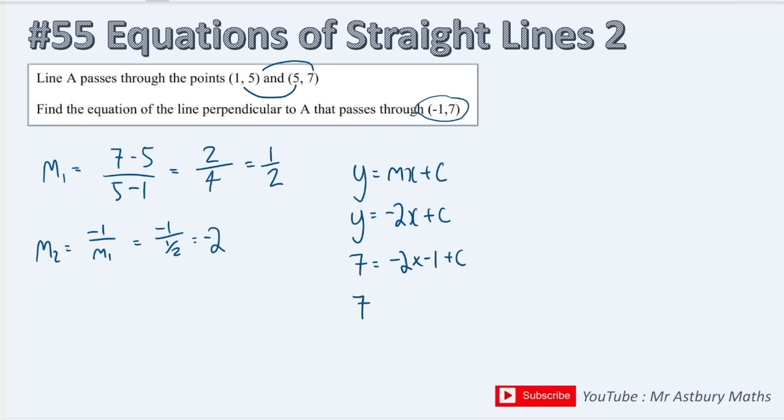This gives me 7 is equal to 2 plus c. So I get that 5 must equal c. So therefore my equation is y equals minus 2x plus 5.